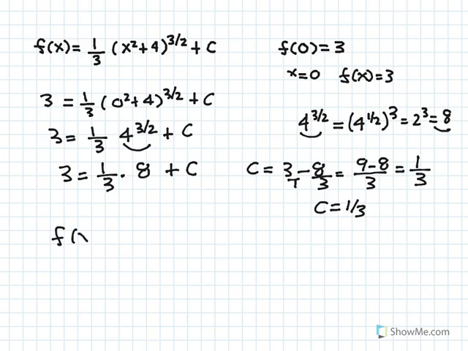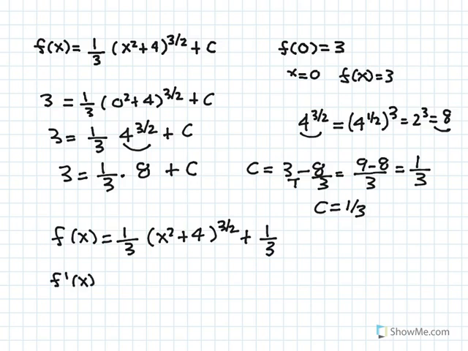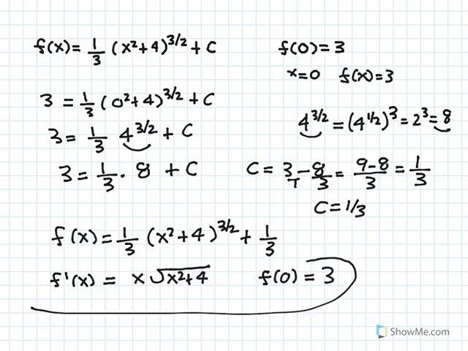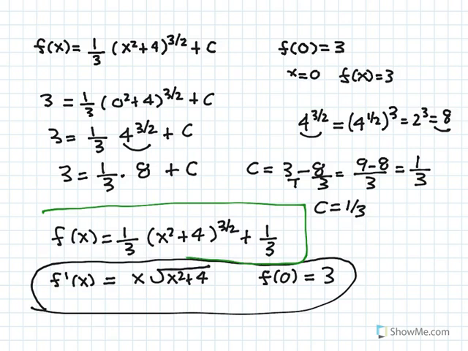So the function f of x is equal to 1/3 x squared plus 4 to the power of 3/2 plus 1/3. So what we have shown is that the solution of f prime of x is equal to x root x squared plus 4, and the function passes through 0, 3, that means f of 0 is equal to 3, the solution of this question is given by the answer that we have here. f of x is equal to 1/3 x squared plus 4 to the 3/2 plus 1/3.